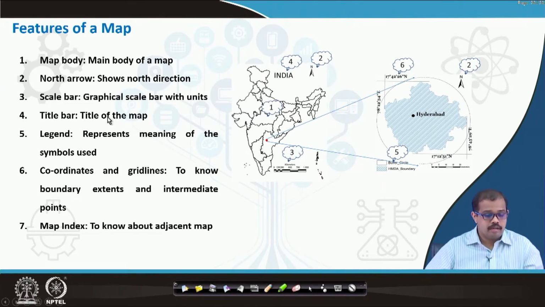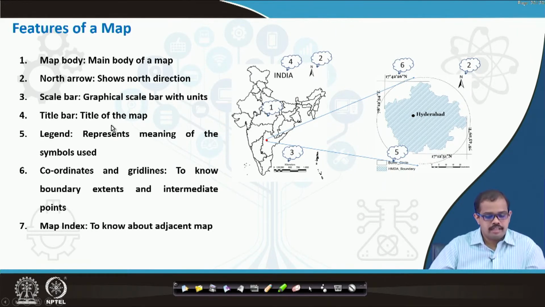Then the legend, representing the meanings of the symbols used. In case you have used certain symbols, for example, I have used a buffer for Hyderabad, so I have put it as a circle. Then this particular boundary is nothing but the HMDA boundary, the Hyderabad Municipal Development Authority. I have represented this boundary also, so that people understand why this particular shape has been considered for Hyderabad.